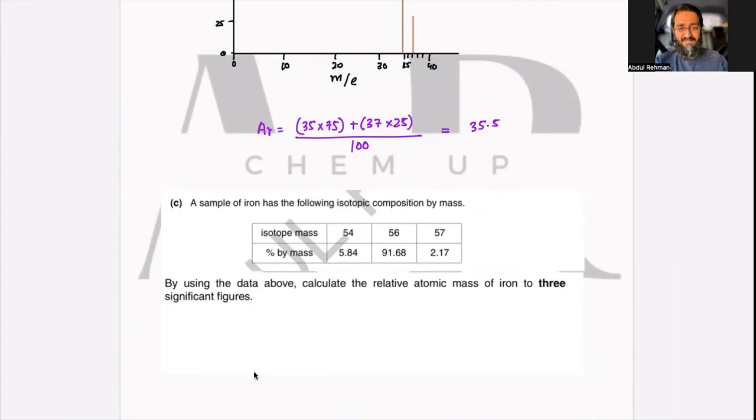Three significant figures. If they haven't mentioned anything, you have to always keep in mind three significant figures. Here they mentioned three significant figures. For example, if it comes as a whole number like 55, you would just write 55.0, three significant figures. And sometimes they do ask you to write the answer in five significant figures or six significant figures as well.